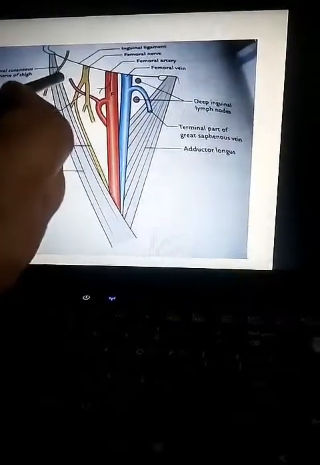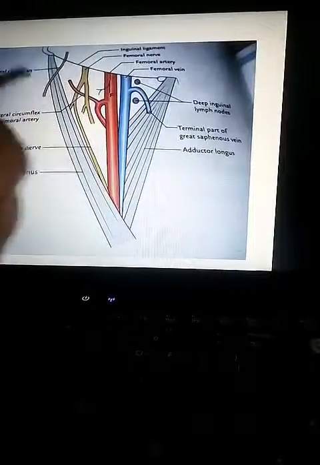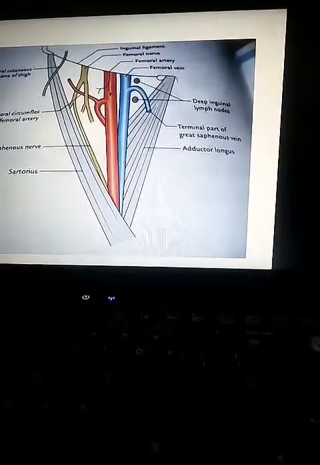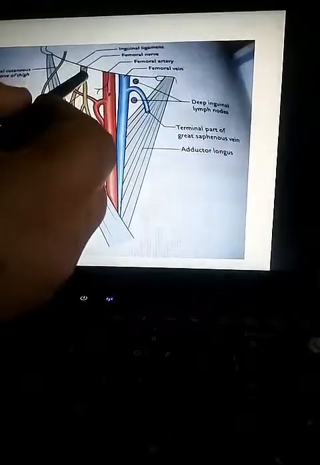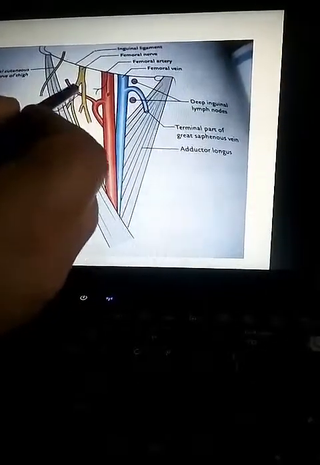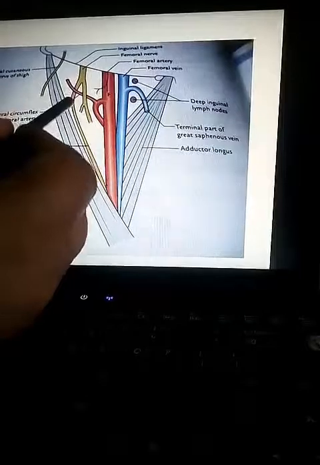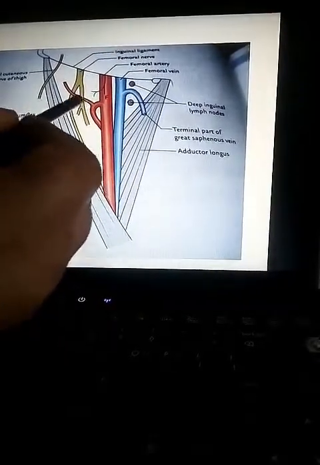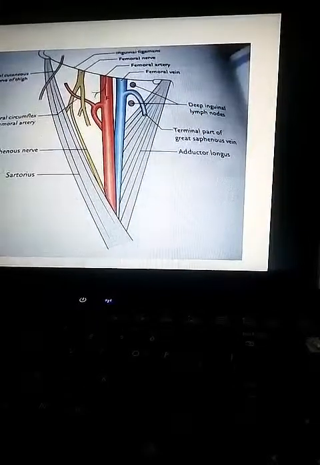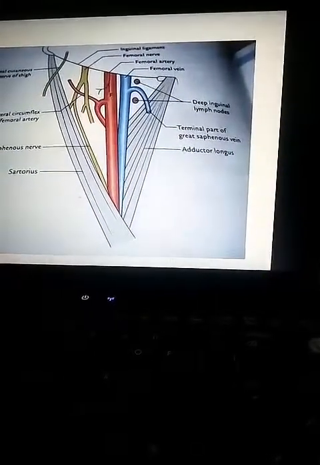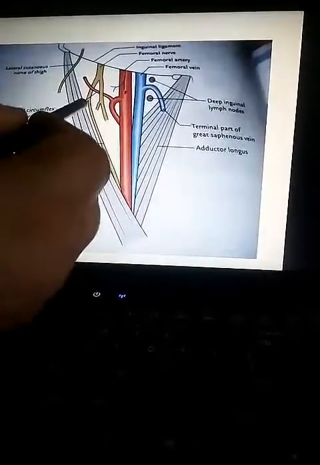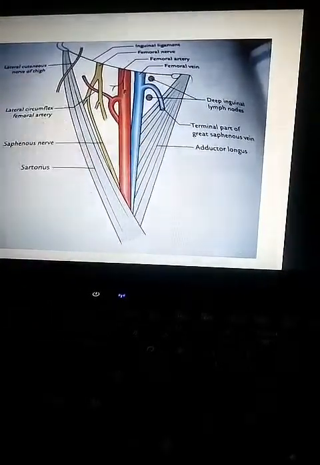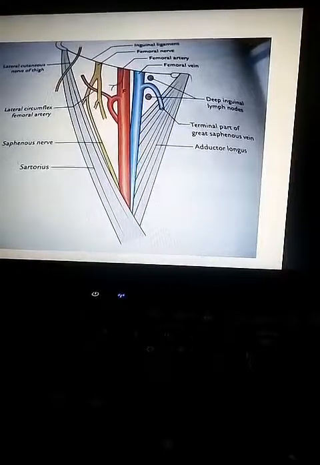Now the femoral nerve, it lies lateral to the femoral artery outside the femoral sheath in the groove between the psoas major and iliacus muscle. About 2.5 centimeters below the inguinal ligament, it divides into anterior and posterior divisions which enclose the lateral circumflex femoral artery between them. The anterior division gives the two cutaneous branches, intermediate and medial cutaneous nerve of thigh.